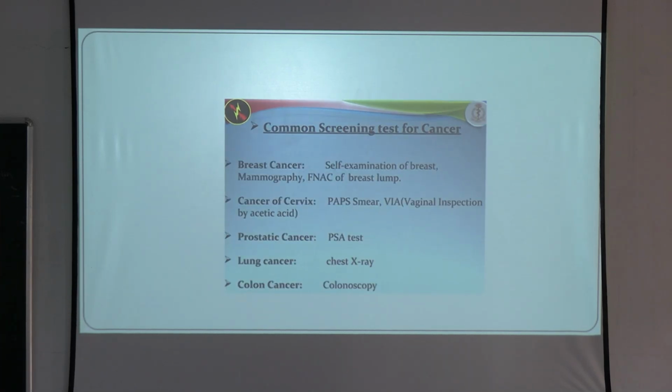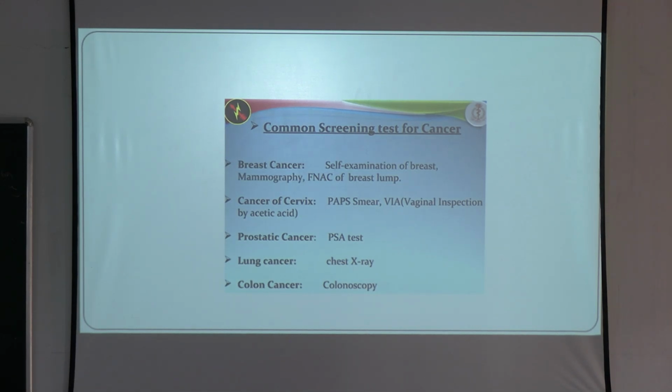So these are the common screening tests for cancer. Breast cancer: self-examination of the breast. All the lady has to do is examine herself in front of the mirror or in the washroom or wherever. She'll know if there's a lump. Then mammography is there, which is expensive. Then after that is fine needle aspiration cytology, FNAC, of the breast lump.